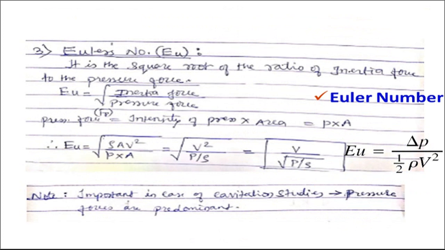Third important dimensionless number is Euler's number. Euler's number is the square root of the ratio of inertia force to the pressure force in the fluid.